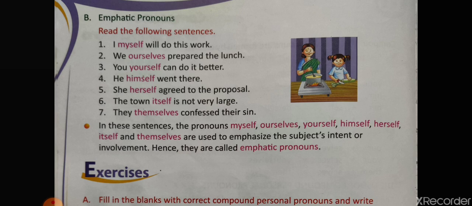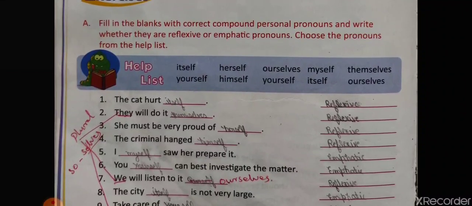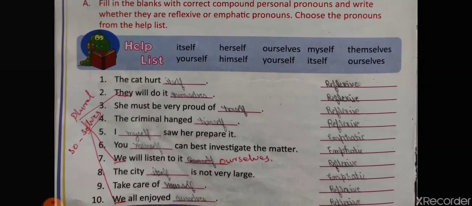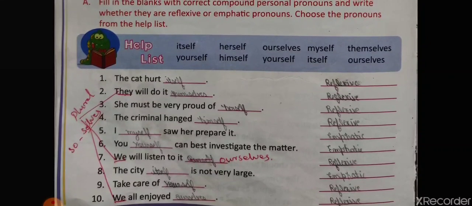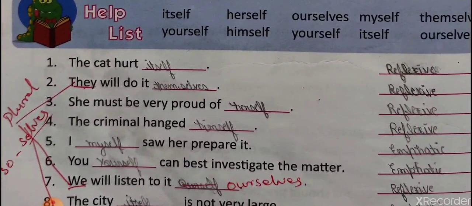So coming on to the first exercise: fill in the blanks with the correct compound personal pronouns and write whether they are reflexive or emphatic pronouns. Choose the pronouns from the help list. So the first one is: the cat hurt itself. Since the cat is an animal, for animals we always use it. So with it comes itself. So the cat hurt itself. It is reflexive. They will do it themselves. So it is also reflexive.